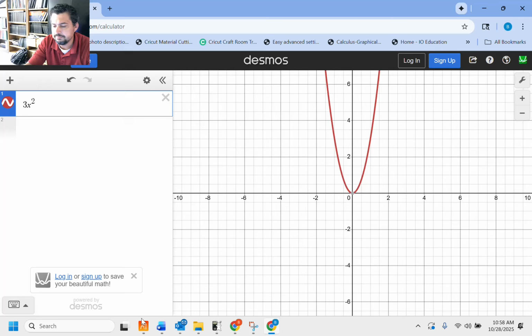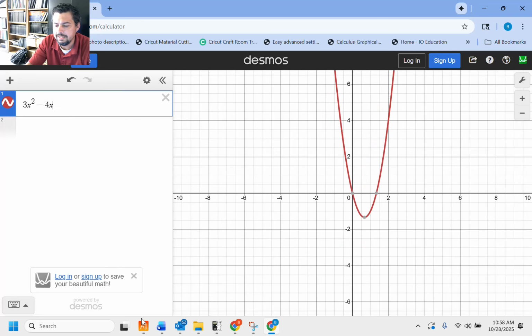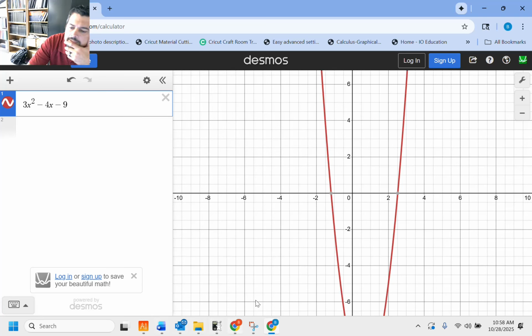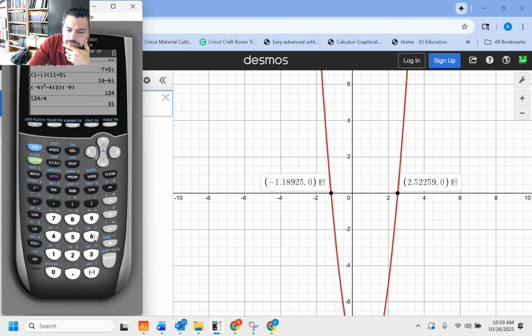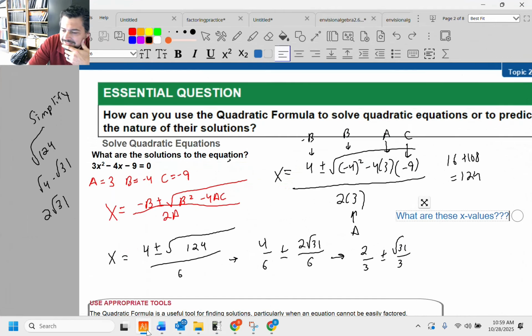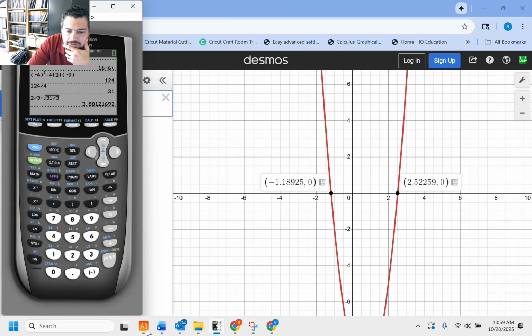3x squared minus 4x, I think it was minus 9. So Desmos and a TI-84 is not going to give you simplified radicals, but there's that 2.52259. And I told you that it was 2/3. One of them was root 31 over 3, I think. Well, apparently it wasn't. Let's go back there. 2/3 plus root, oh, duh.